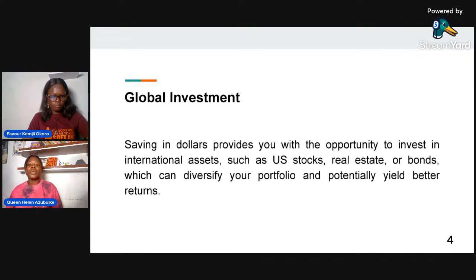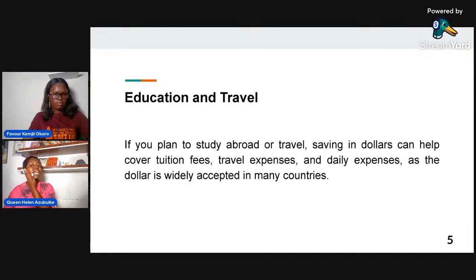So next, we have education and travel. If you're planning to study abroad or leave the country for any reason whatsoever, saving in dollars is your way to go. If you want to japa at any time from now to next year, 2 years, 3 years, saving in dollar is the best way you can do that. You can start depositing, and it's easy for you to also pay for your international study. You don't have to start calculating in naira or trying to convert the money in naira to pay the school abroad.